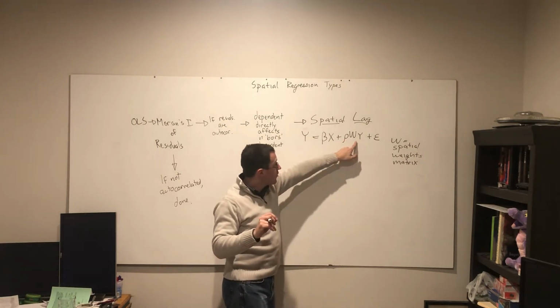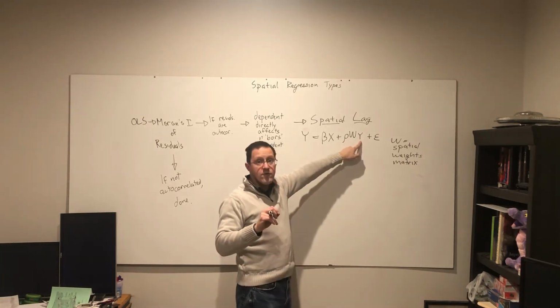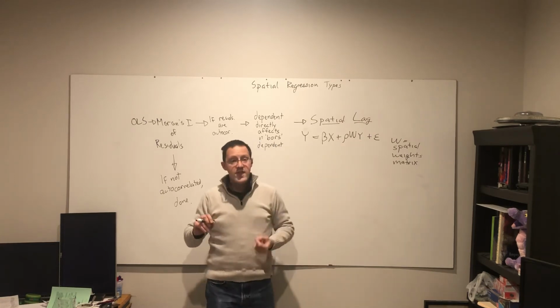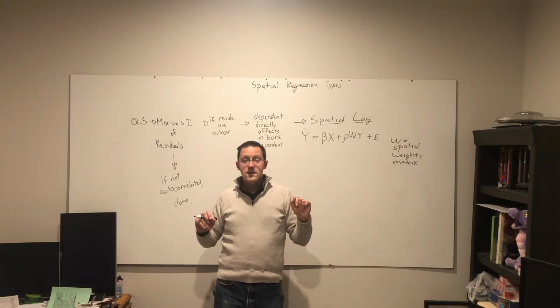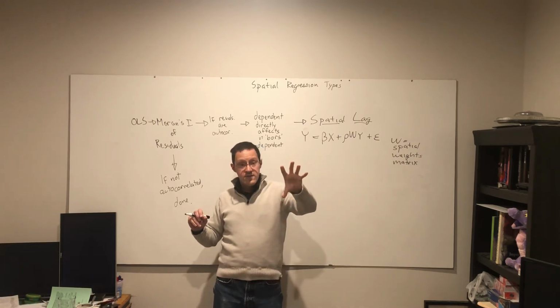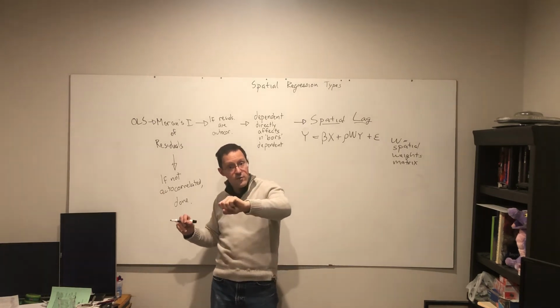This Wy, what it amounts to is saying it's the neighbors' average of the dependent variable. And it's using the neighbors' average of the dependent variable as an independent variable.